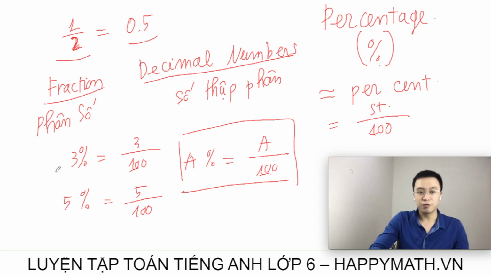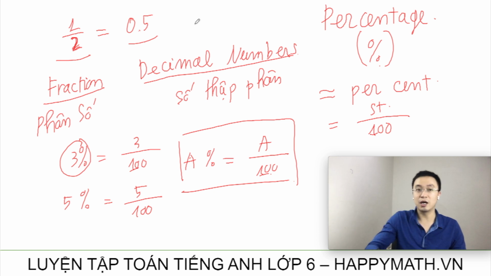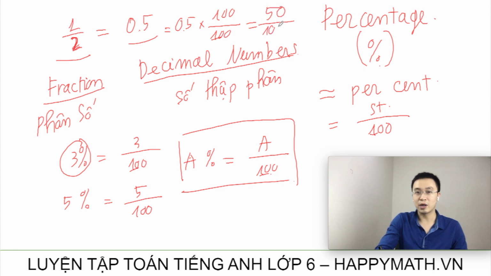So from the decimal number, we can change this to the percentage. If we take 0.15 and multiply by 100 over 100, we have 15 over 100. I mean, the result will be 15%.